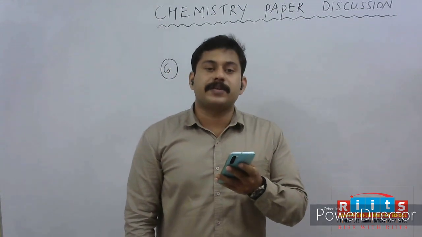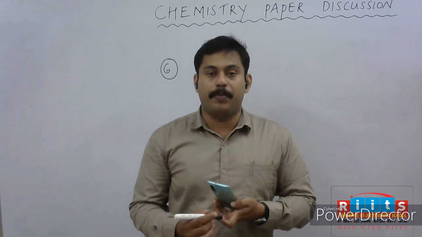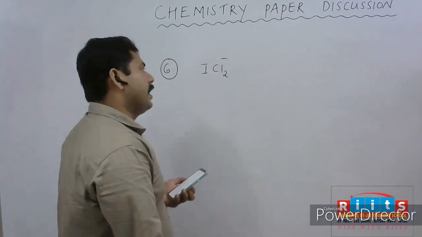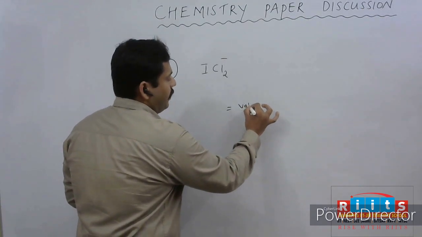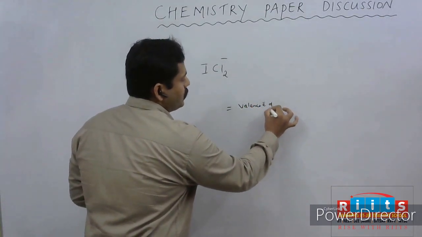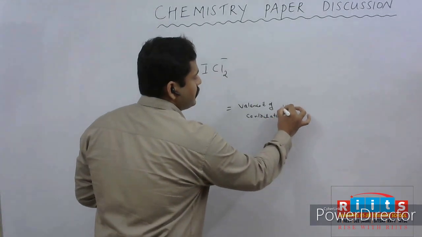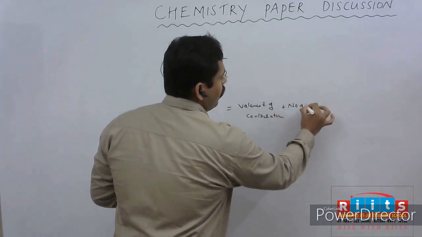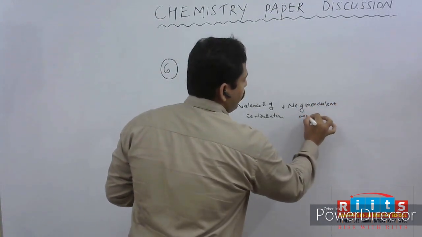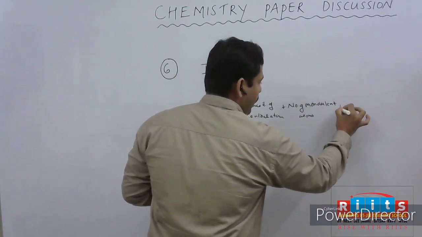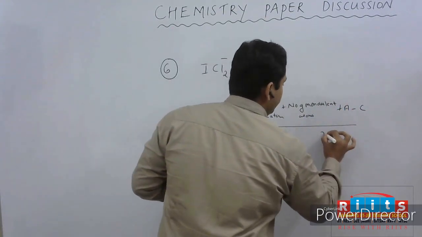Okay, let's discuss the question number 6. The structure and hybridization of ICl2 minus only, right? So we know how to find out the hybridization very fast, right? That is valence electrons of central atom, plus number of monovalent atoms, right? Plus anionic charge minus cationic charge, all divided by 2, right?